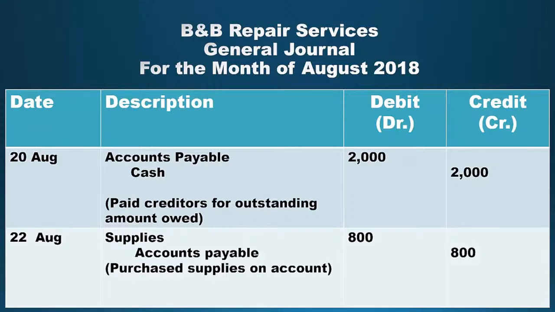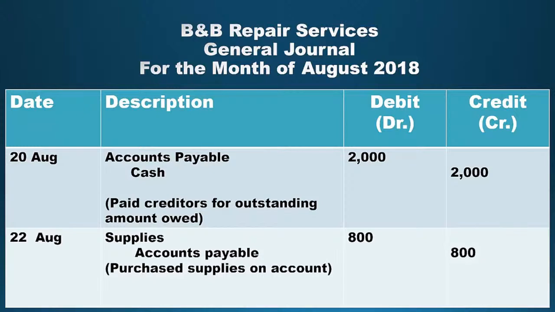August 22nd, purchasing supplies on account. Step 1. What happened? The company purchased $800 worth of supplies. They didn't pay cash at the time of purchase. Instead, the amount is owed to the supplier, meaning it was purchased on account.